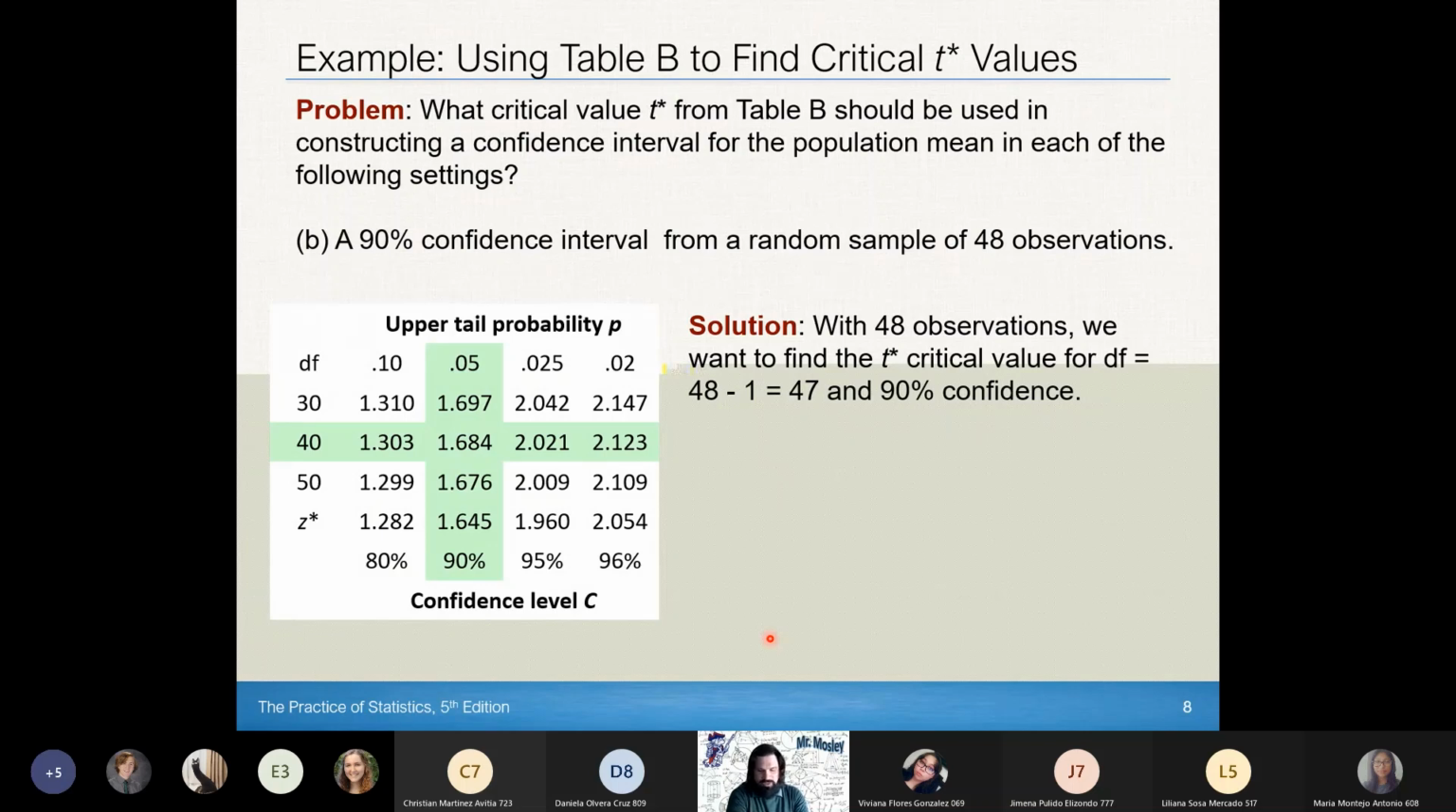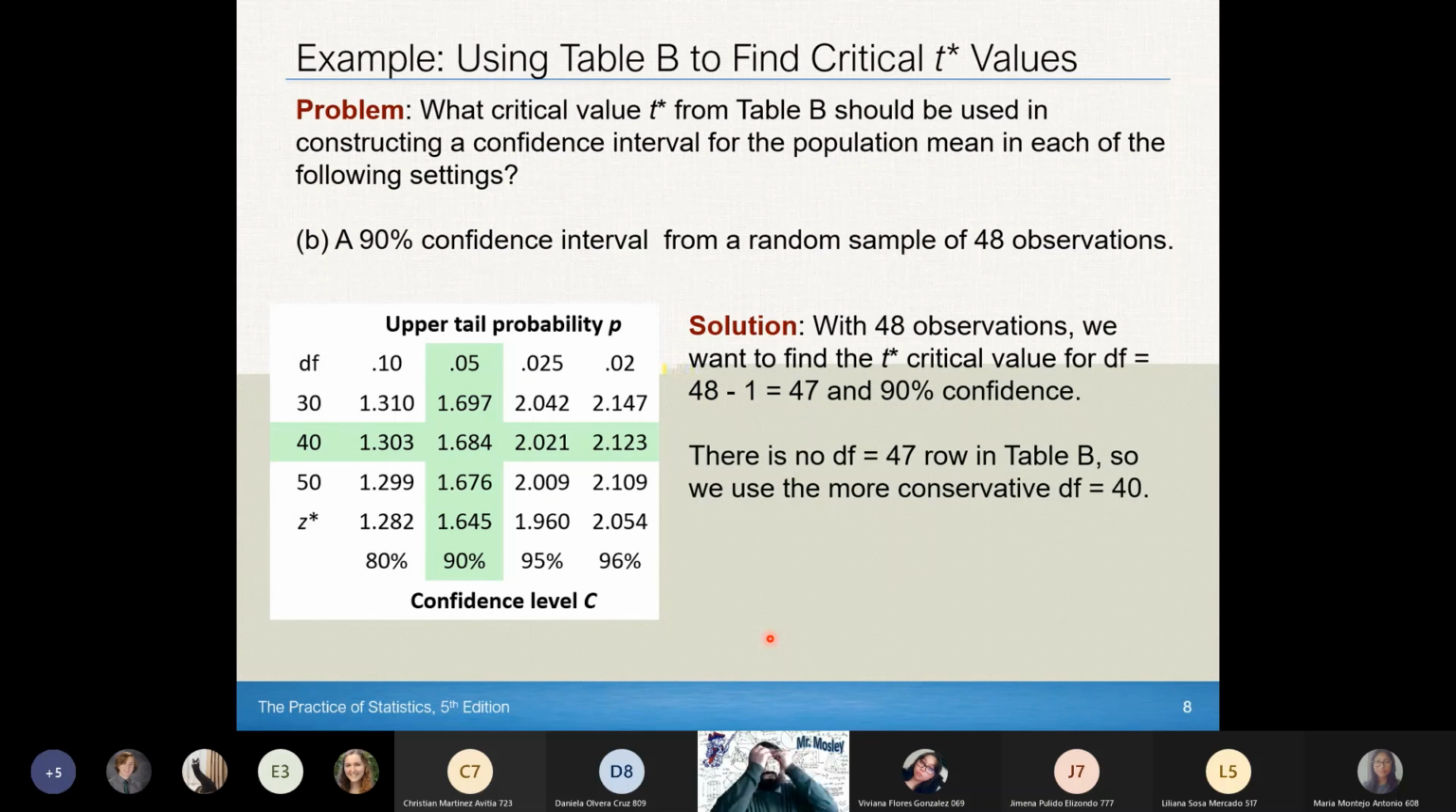We do not have 47 on the table. Right? There is no DF equaling 47 row in table B. It's not because we just chose not to list it, it just isn't on table B, it's not part of it. So we use the more conservative degree of freedom equaling 40. Right? We err on the side of being conservative instead of overestimating. Even though 47 is closer to 50, we go back down to 40 to be conservative.